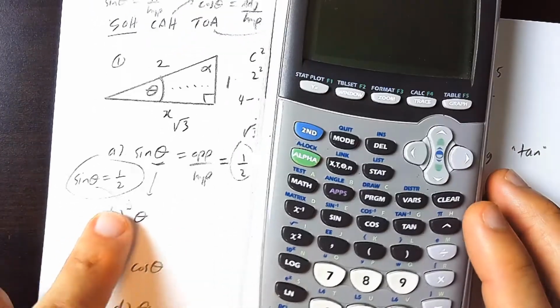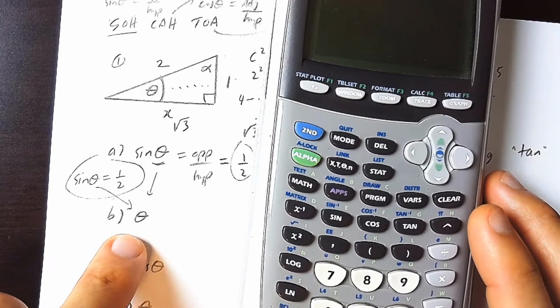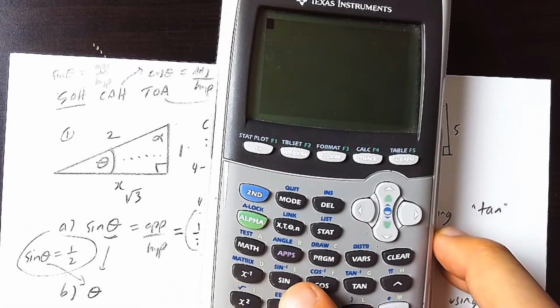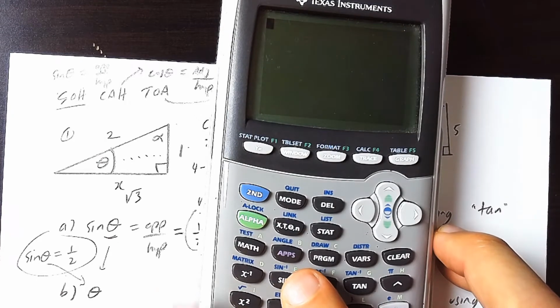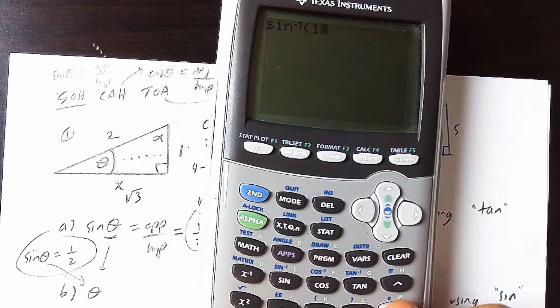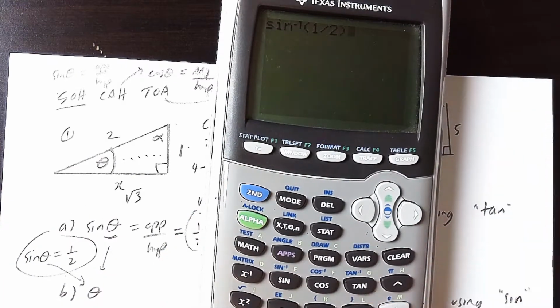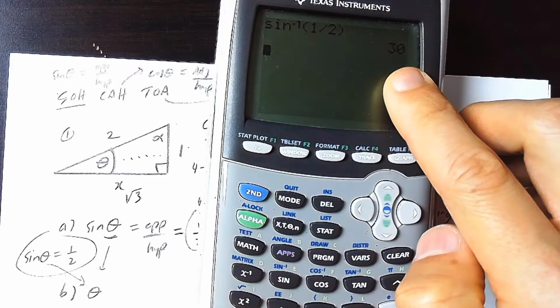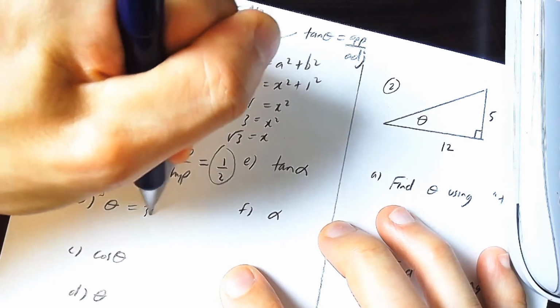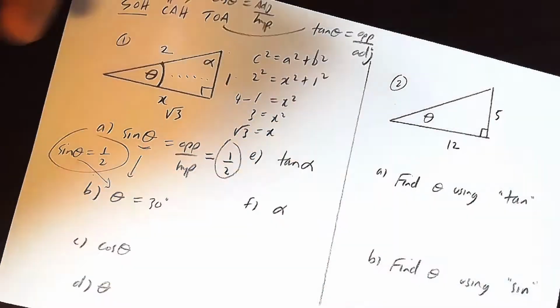To find this golden theta, the angle, you hit the sine inverse. You don't hit the sine button, but you hit the sine inverse button, which you might have to press second or even shift on some calculators. So second, inverse of 1/2, 1 divided by 2, enter. It's going to be 30 degrees. So the answer is theta is equal to 30 degrees. Let me try this again.